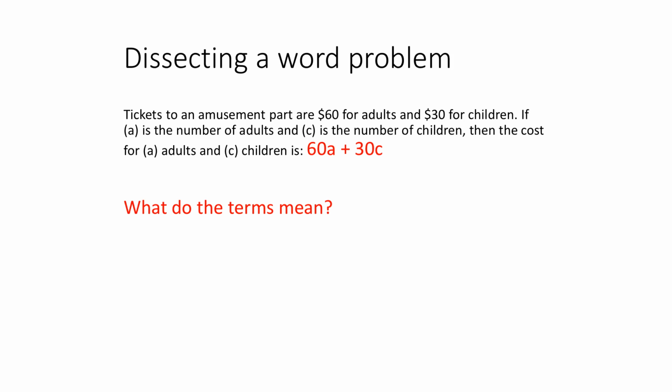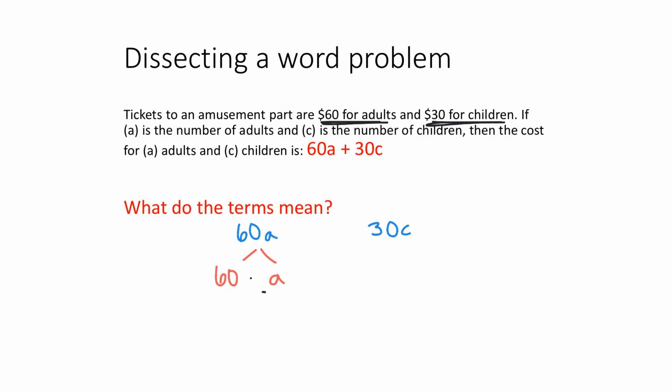And so when we look at these terms specifically, and this is the introduction of what we're going to be doing over the next couple of days, we have 60A and 30C. And if you look at the original problem, we have $60 for adults and we have $30 per child. The reason that these have factors is that the 60 represents how much it costs for each individual adult, and then A represents the total number of adults that we have.